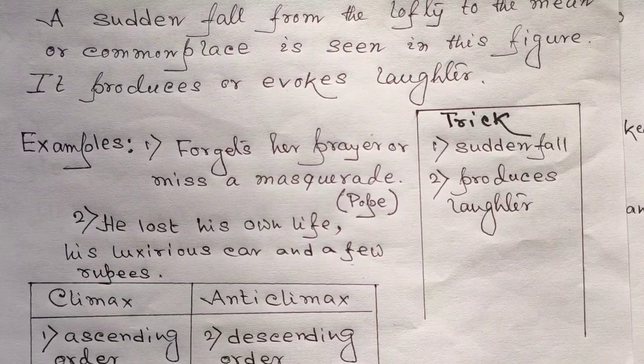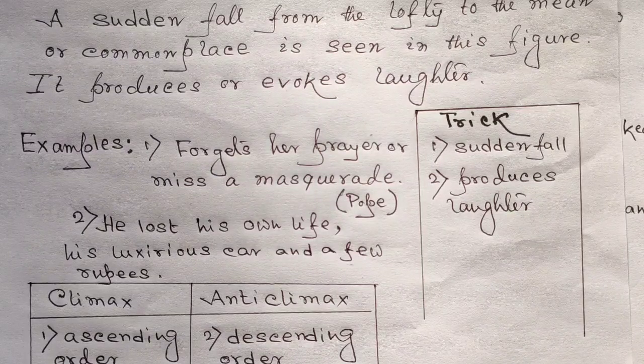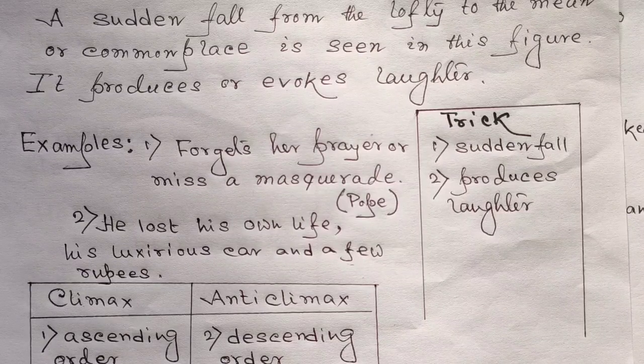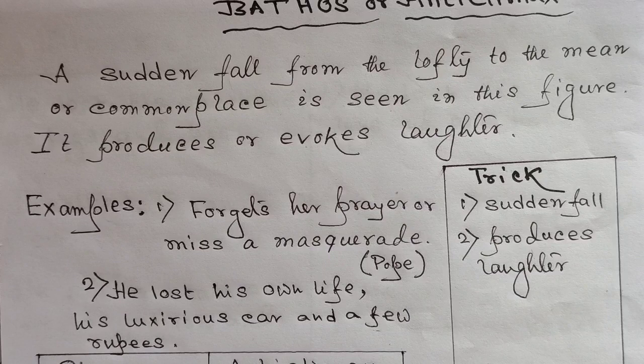Look at the second example, which is an easy one. He lost his own life. His own life was of paramount importance. That was the most important thing in his life. His luxurious car. Suppose he lived on, he could buy so many luxurious cars. So the car that he lost is of almost no importance. And think of a few rupees. It definitely produces laughter, doesn't it? A few rupees. So the most important thing in his life was his life. And after that, a less important thing, which was his car. And at last, a few rupees is written, and this produces a lot of laughter, doesn't it? Yes, you guessed it right.